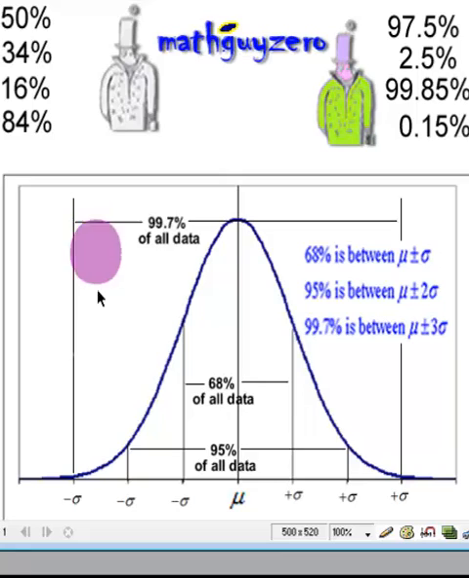And then you just have to do the math. Remember that the sum of the areas underneath the curve has to equal 100%. So you do the math and figure it out.